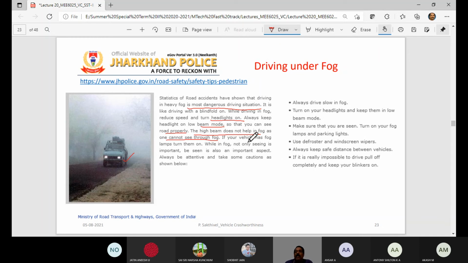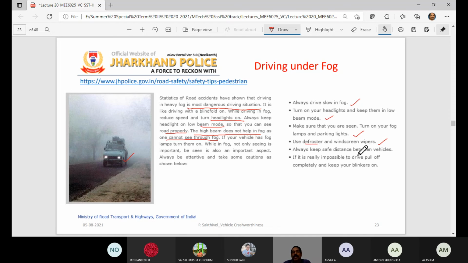What are those points here? Always drive slow in fog, turn on your headlights and keep them in low beam mode, and make sure that you are seen. Turn on your fog lamps and parking lights. Use the defroster and windscreen wiper. This is very important. When you put on the defroster, your mirror won't be fogged.